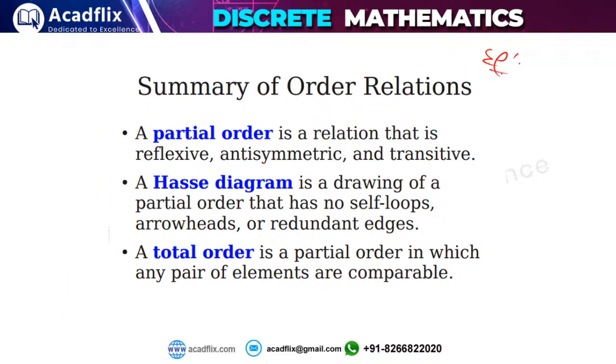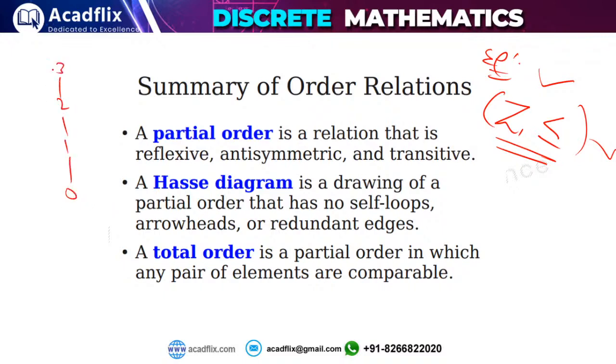Let me give you one more example. Try this example: the set of integers and the relation less than or equal to. This relation is actually a total order. Why? Because if you see the Hasse diagram of this relation, it will be like this: 0, 1, 2, 3, 4, and so on, and -1, -2, and so on. So basically you can see there is a chain here. This is a total order set.